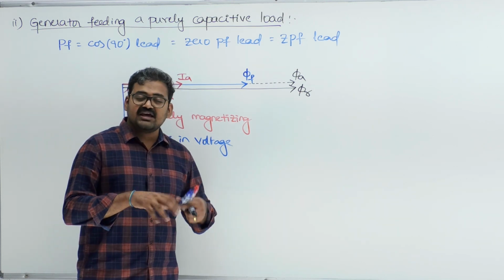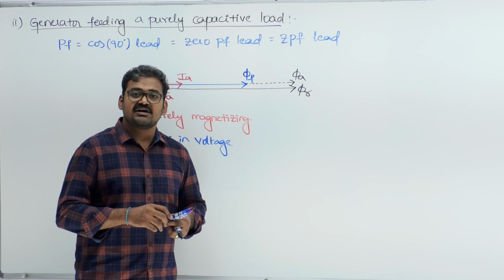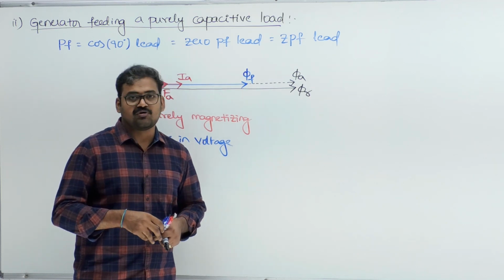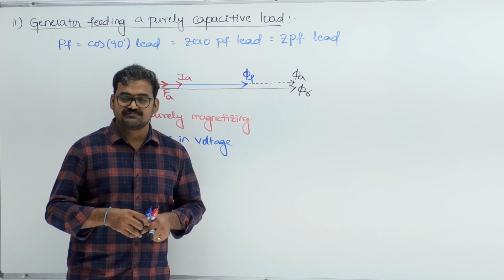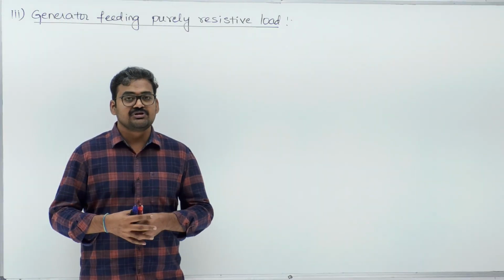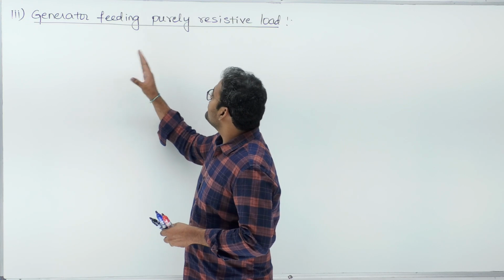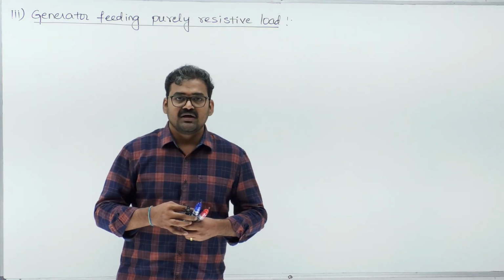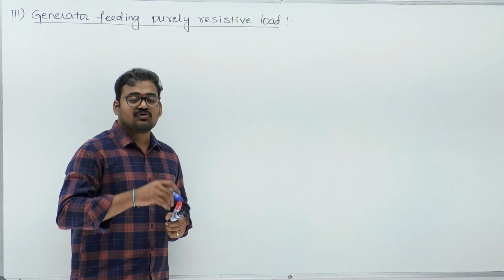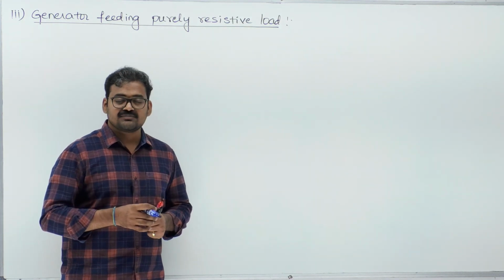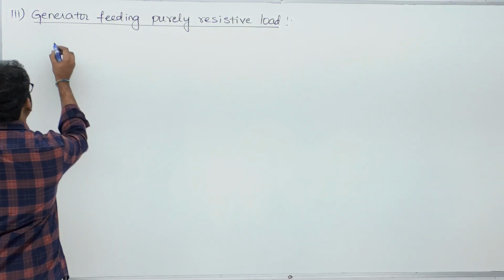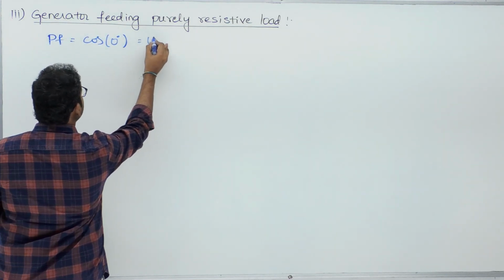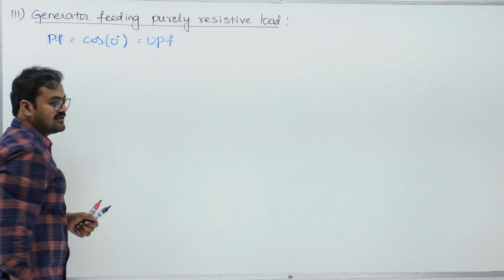Now let me consider case number 3. What happens if the power factor is purely resistive type? That is unity power factor condition. Alright. Now let us come to the third case. What happens if the generator is feeding a purely resistive load? Resistive load means current and voltage will be in phase with each other. Therefore, what is the power factor angle? 0 degrees. It is cos 0 degrees. We will call it unity power factor.